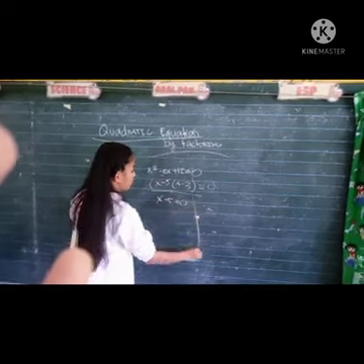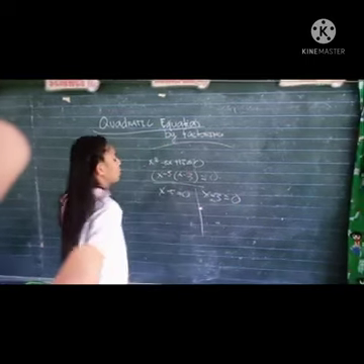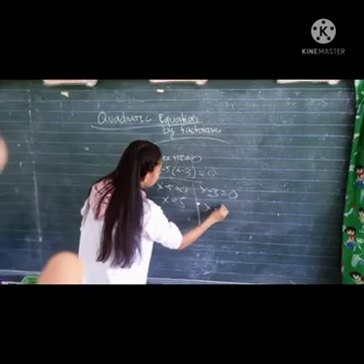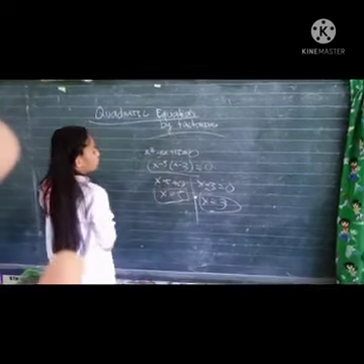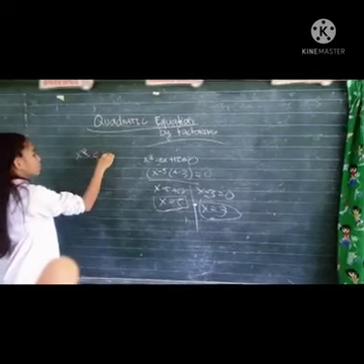x minus 5 equals 0 and x minus 3 equals 0. So x equals 5, then x equals 3.